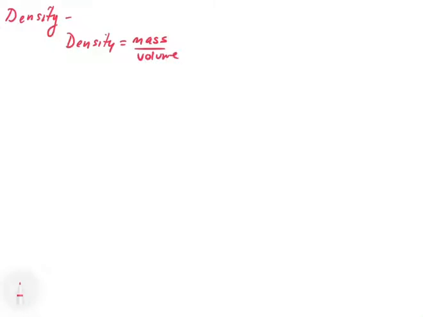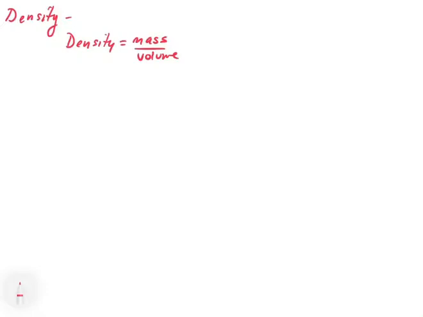In this video, we're going to take a look at the unit called density. Density is another example of a derived unit. It's a calculated value, and it's equivalent to the mass of an object divided by its volume. What's important with density is that it's an example of an intensive or intrinsic property.